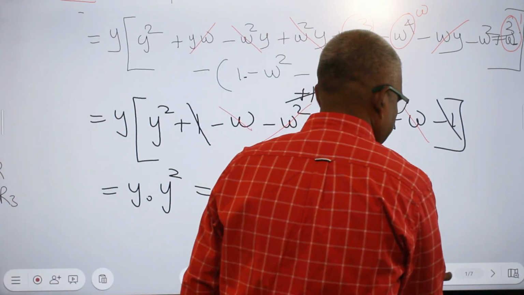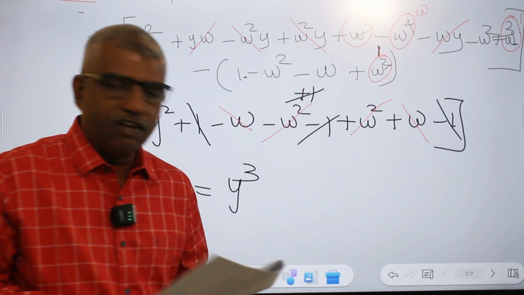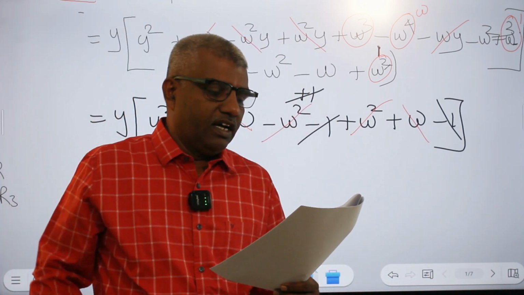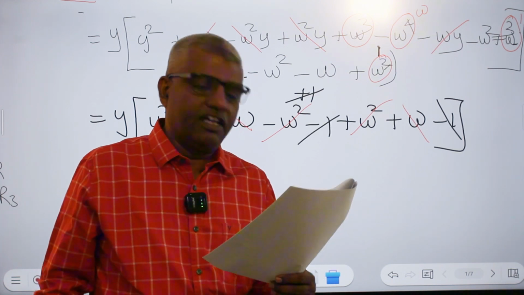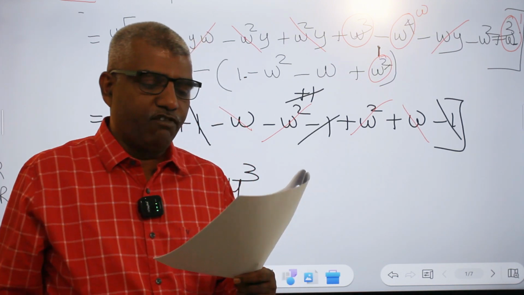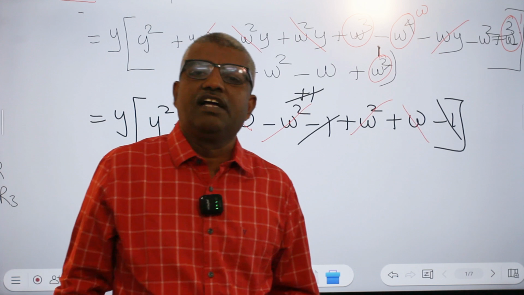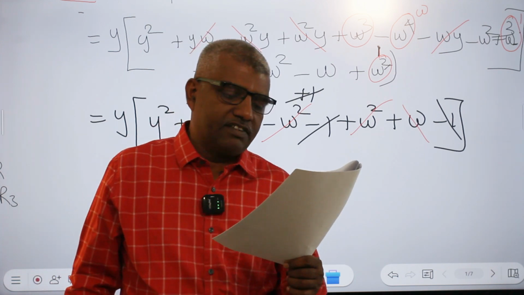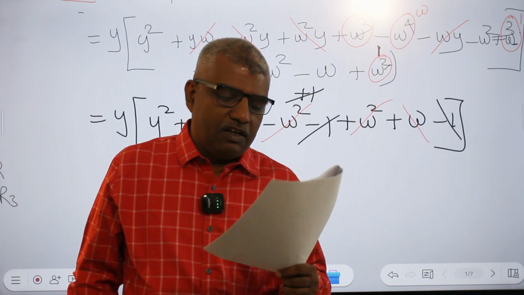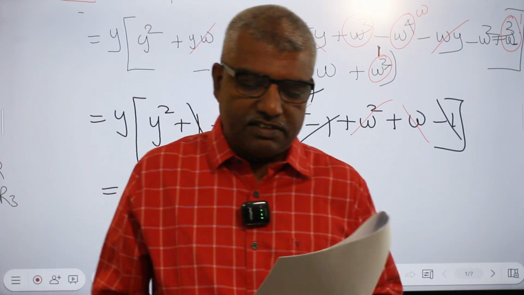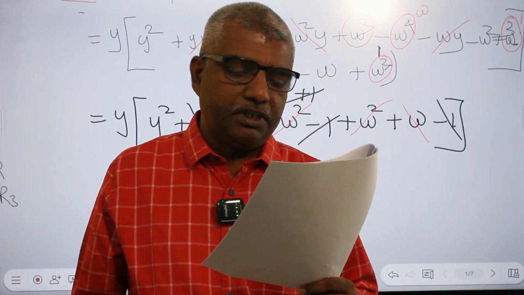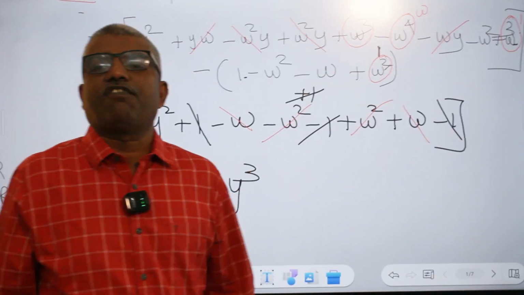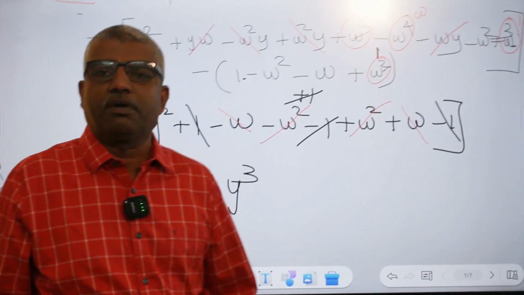The answer is y cube. Okay. Let me just recap it. If alpha and beta are the roots of the equation x squared plus x plus 1, find the roots by the quadratic formula: minus 1 plus or minus i root 3 by 2. Alpha is minus 1 plus i root 3 by 2. Beta is minus 1 minus i root 3 by 2. Then instead of alpha, beta, you substitute omega and omega squared.